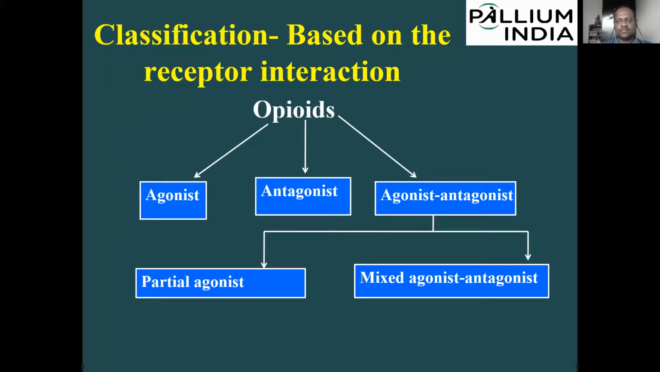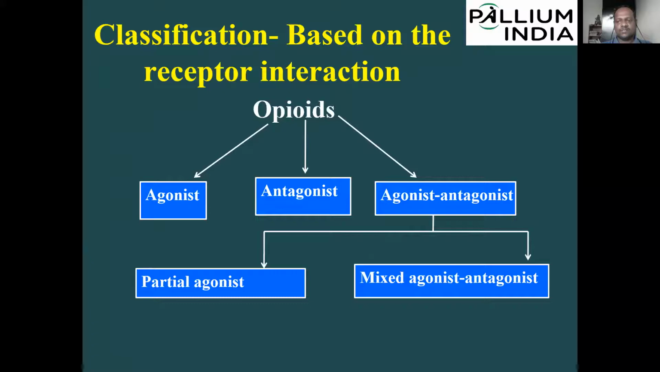And this is the classification based on the receptor interaction. You can see it is divided into three: agonist, antagonist, and agonist-antagonist. Agonist means it is an opioid which will combine with opioid receptors to produce physiological action. That means pain relief, and of course, other adverse effects also. Agonist-antagonist means these are opioids which act on one receptor as agonist, but on another receptor as antagonist.